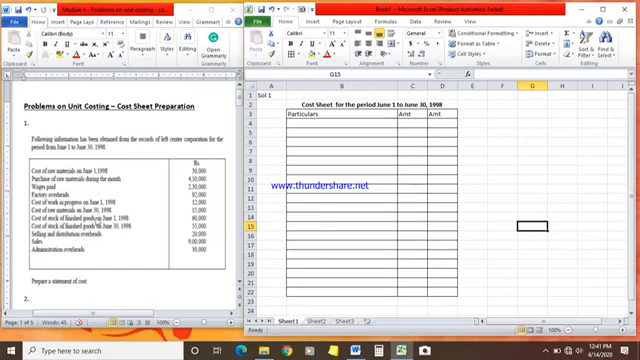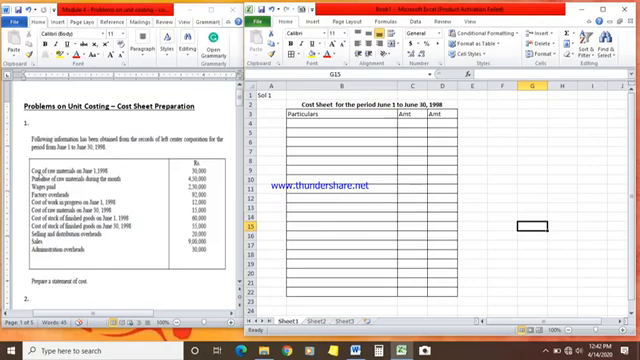Cost of stock of finished goods against opening stock of finished goods. Cost of stock of finished goods, there is a closing stock of finished goods. Selling and distribution overheads. Sales and administrative overheads. So having gone through the problem, where are we going to show all these items in the cost sheet?